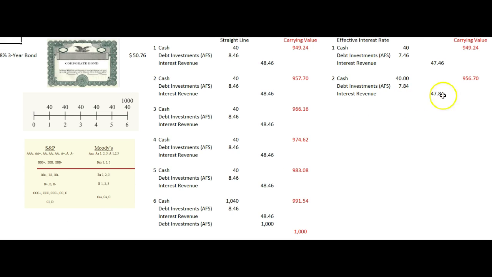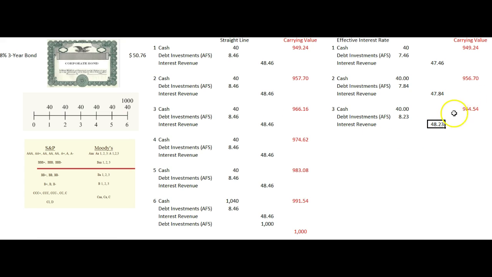6 months go by, now the carrying value of the bonds at the beginning of the period is the $949.24 plus the $7.46, gives me a total of $956.70. So the interest revenue for this 6-month period is 0.05 times 956.7, which gives me $47.84. I know I'm getting cash of 40, so to make this journal entry balance, I have to debit debt investments available for sale for $7.84. Another 6 months goes by.